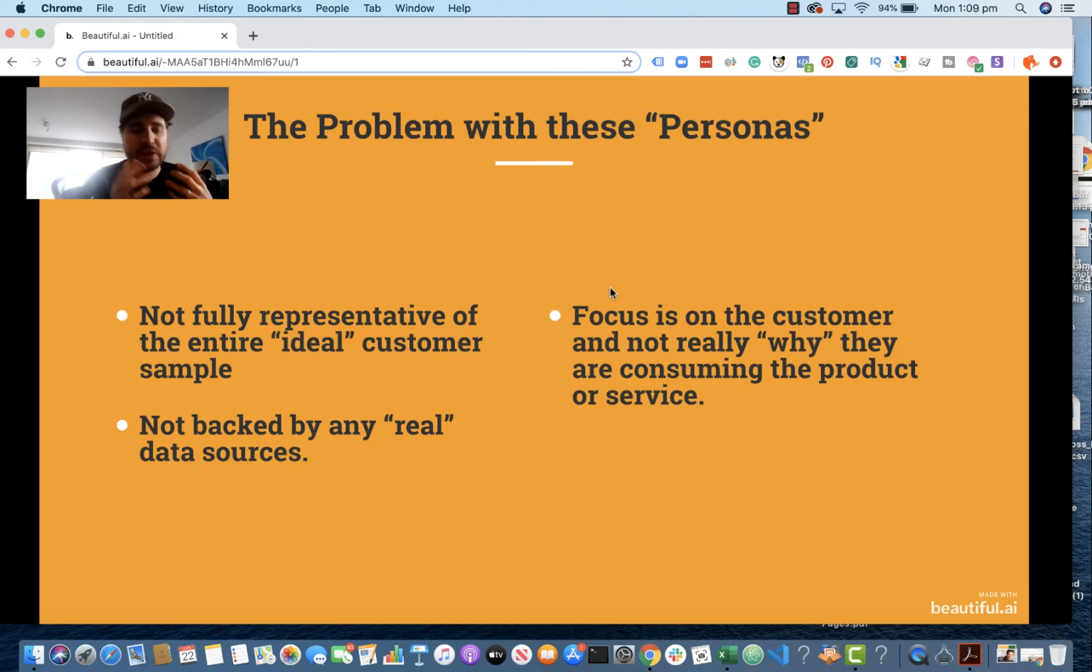Now, the other problem with these personas is the focus is on the customer, not really why they're consuming the service. So this goes into the jobs to be done methodology, but also some of the things you can understand once you collect proper data on these people as well. They're not backed by any real data sources. So again, you can pretty much get the theme that we're going for here, which is that there's not enough data to say with 100% accuracy that these are your customers. Now, will you ever get 99 to 100% knowledge on who your customers actually are?